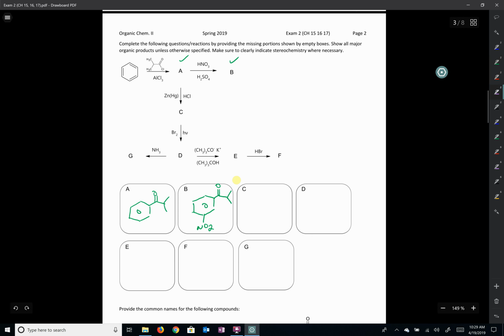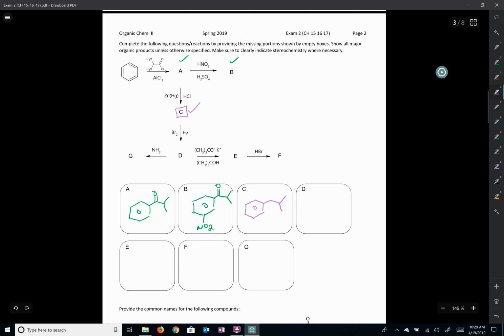A goes to C. So let's take a look at C here. Right, we got a zinc mercury amalgam with HCl. So that is our setup for a reduction, right? So we're just going to get rid of our ketone there and turn it into an alkyl group, a somewhat electron donating group. Good stuff.